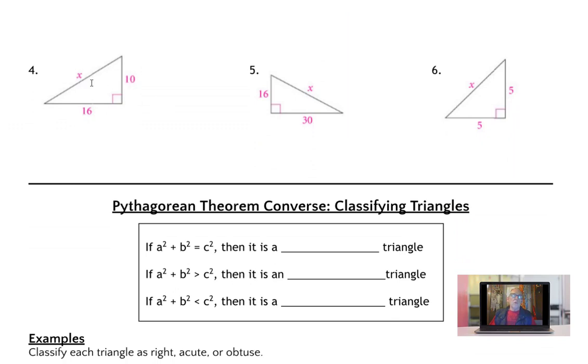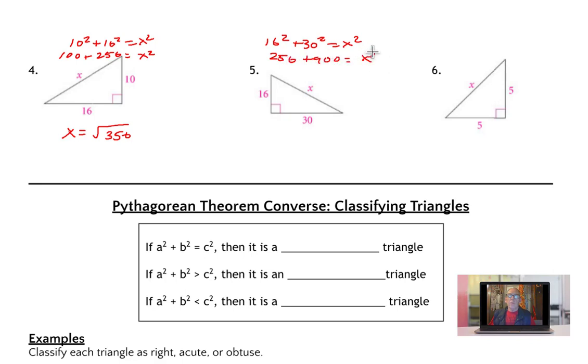10 squared plus 16 squared is equal to x squared. So we got 100 plus 256 equals x squared. X is going to be the square root of 356. Here we have 16 and 30 for the legs with an x for the hypotenuse. So 16 squared plus 30 squared equals x squared. 256 plus 900 equals x squared. X is going to be the square root of 1156.